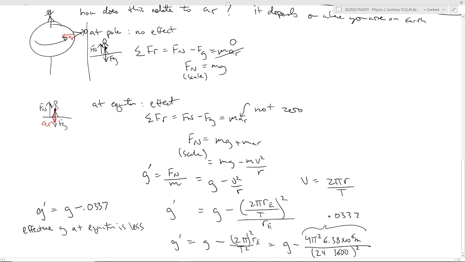In fact, it's about 3% less, or 0.3% less. And this is why satellites and rockets and everything are launched from close to the equator, because the effective weight that they feel is a little bit less.